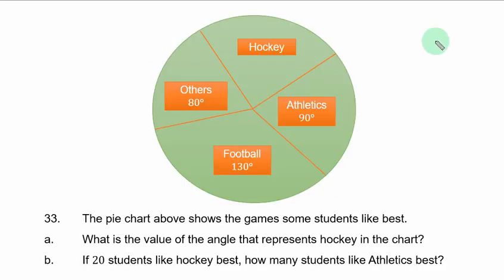Example 33. The pie chart above shows the games some students like best. A part of the question: what is the value of the angle that represents hockey in the chart? You can see hockey, you need the sectorial angle. B. If 20 students like hockey best, how many students like athletics best? Let us see the solution.